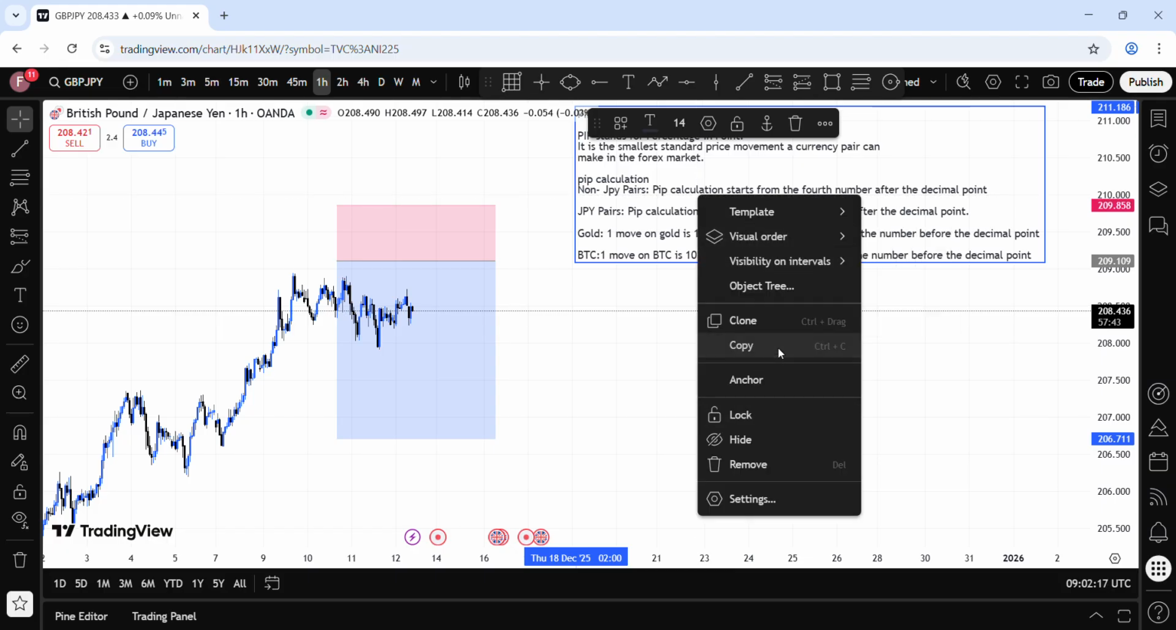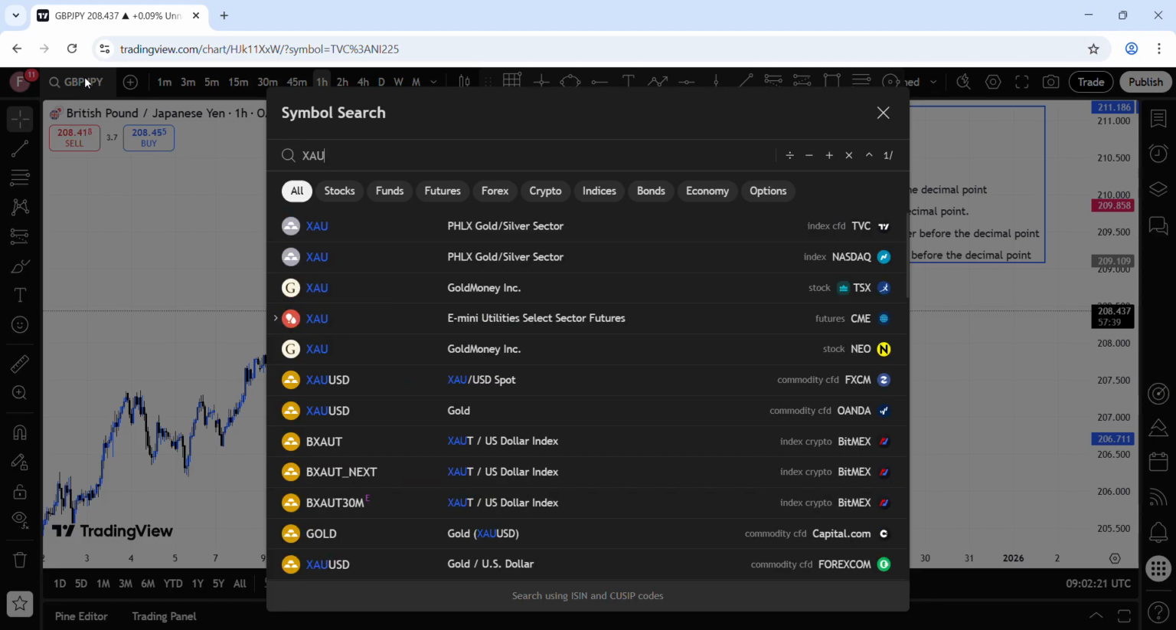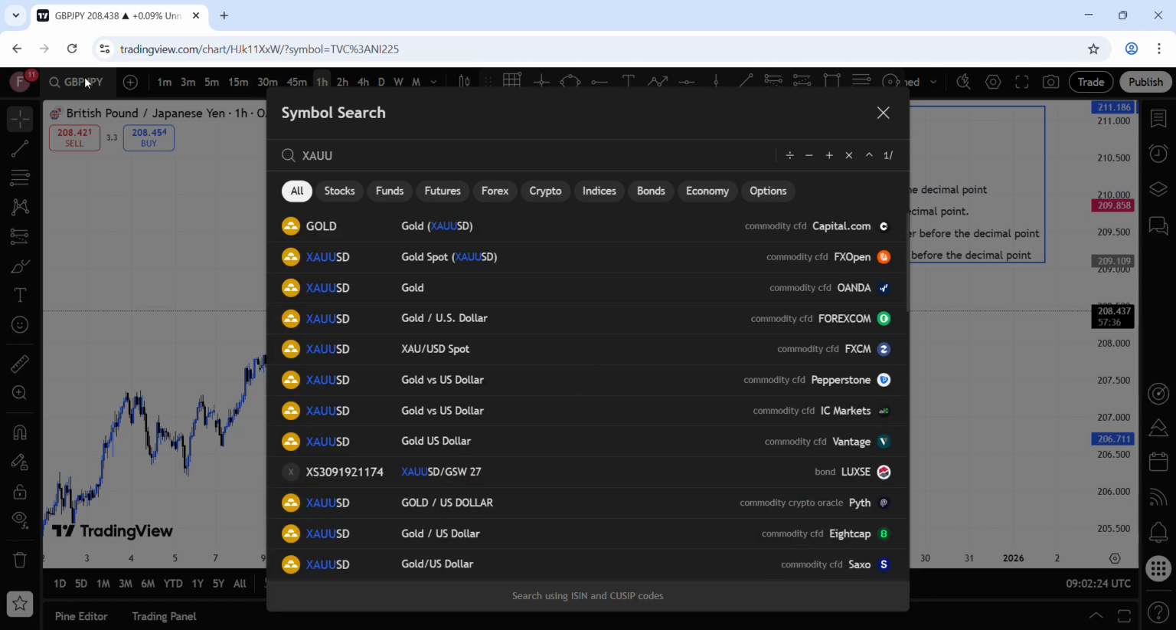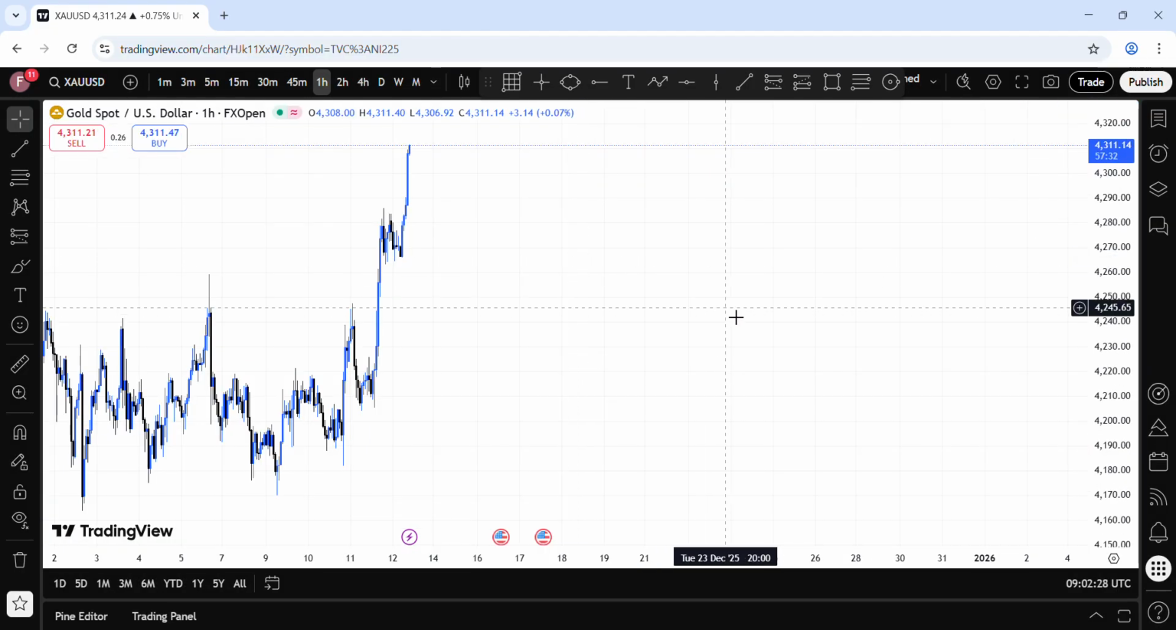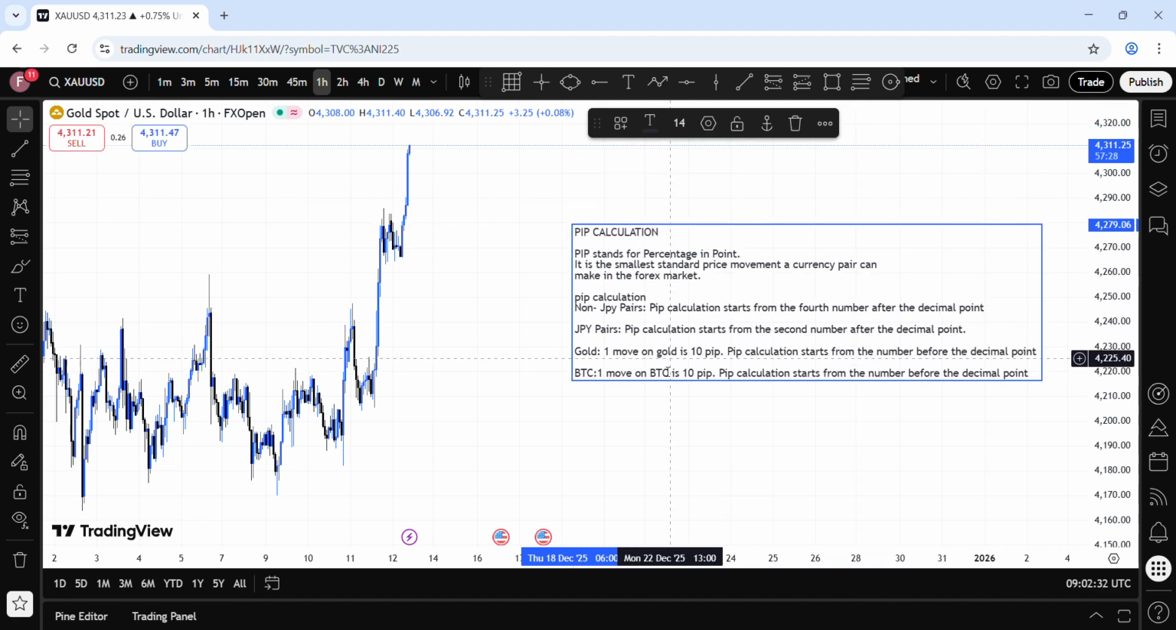I want to copy this, so if we get to a good chart, I'll just place it here. Okay, one move on gold is 10 pips, and the pip calculation starts from the number before the decimal point. So any number after the decimal point, we don't need it when calculating for gold. We are just focused on the numbers before the decimal point.